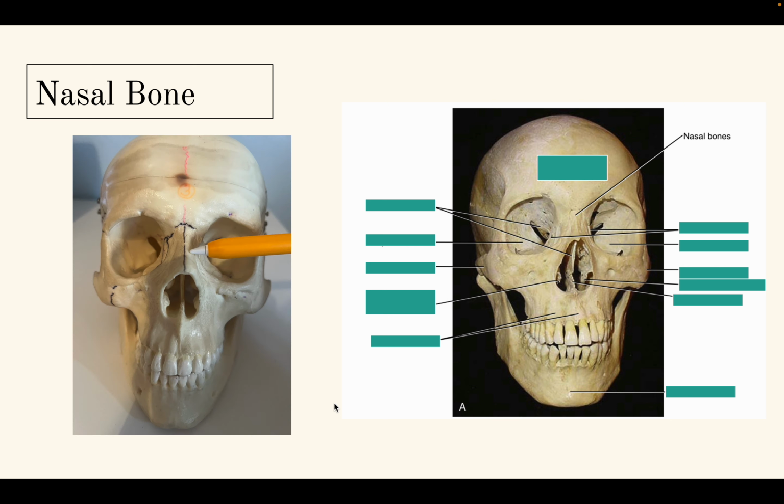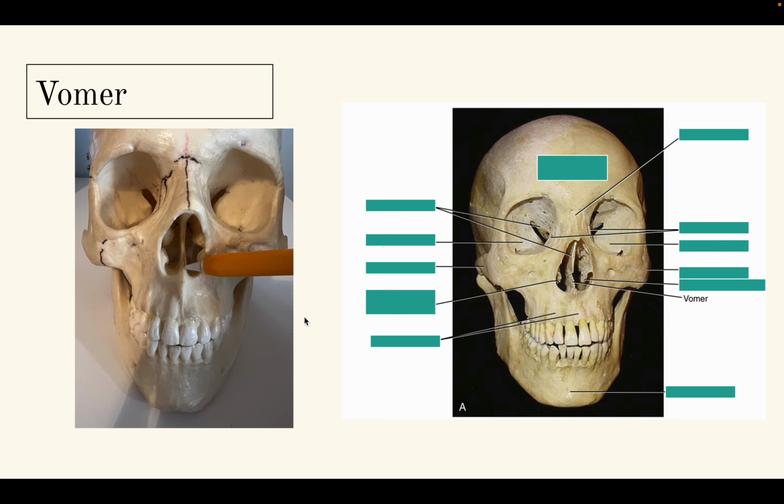Next is the nasal bone. It's a paired facial bone forming the bridge of the nose, and within the nasal bone is the nasal cavity, so there's one on each side. Next is the vomer. It's a single facial bone forming the posterior part of the nasal septum. So this is the septum, and then this would be considered the vomer.